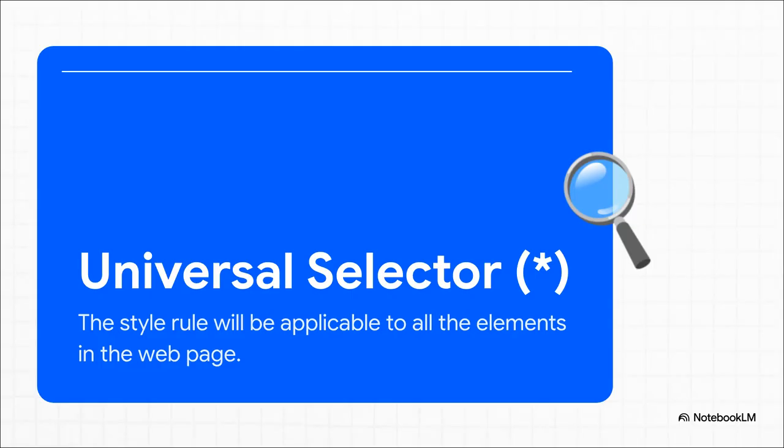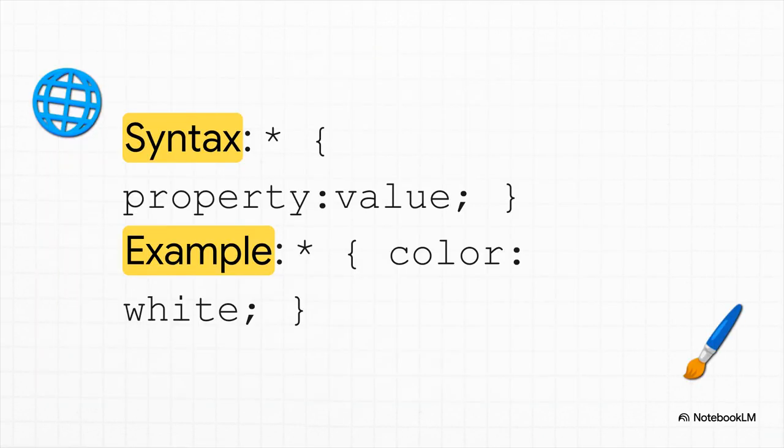First up, we've got the biggest, broadest tool in the whole kit, the universal selector. I want you to think of this as your paint roller. When you use this selector, the style rule you write gets applied to absolutely every single thing on the page, no exceptions. And it's represented by that little asterisk or star symbol.